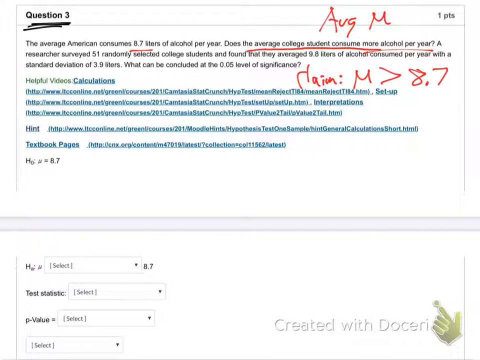More than 8.7. And now we need to write the H0 and the H1. Can you write the H0 and the H1? Remember, it's going to be same letters, same numbers. Those never change. And the H0 is always equal, isn't it? No exception. So then what's the H1 going to be?